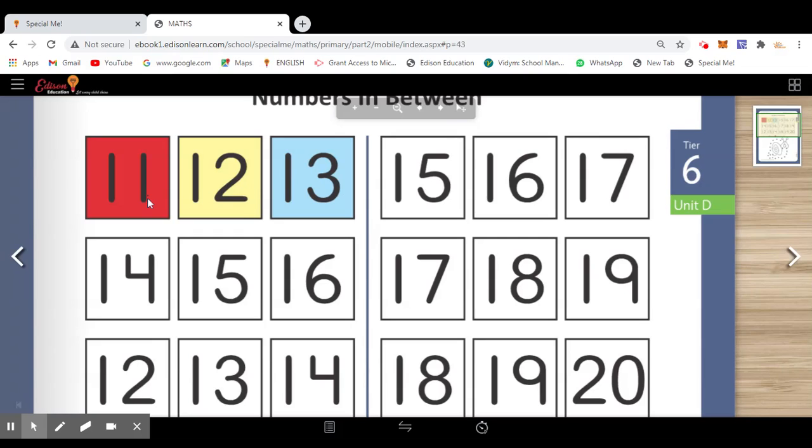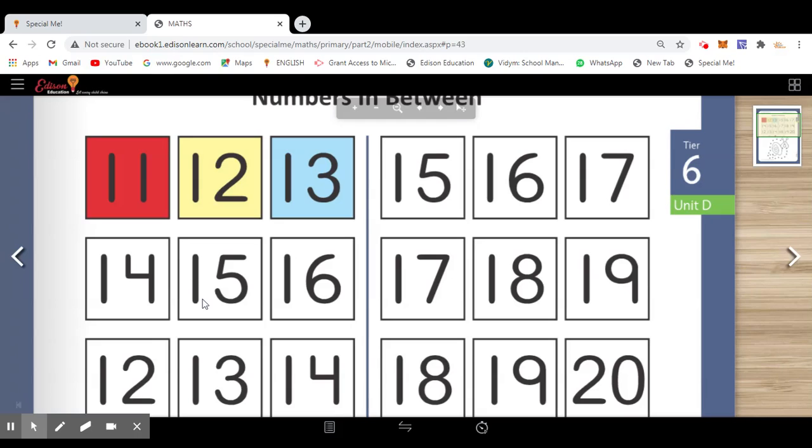So the number which is coming in between, you have to fill yellow color. The number which is coming afterwards, you have to fill blue color. And number which is coming before that, you have to fill the red color.